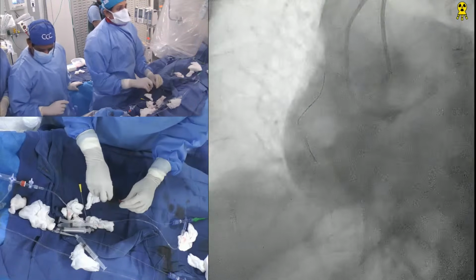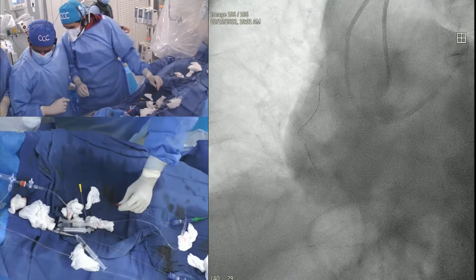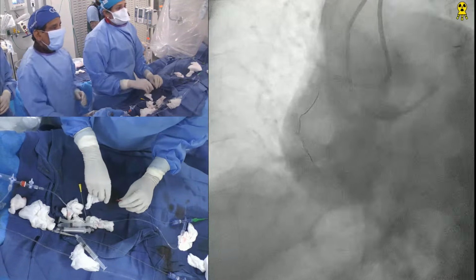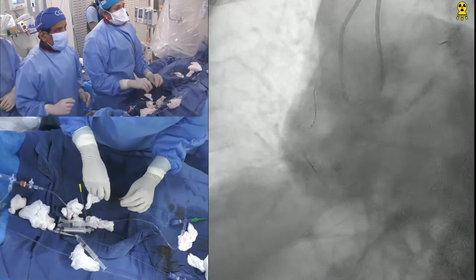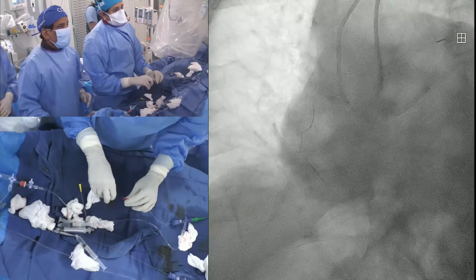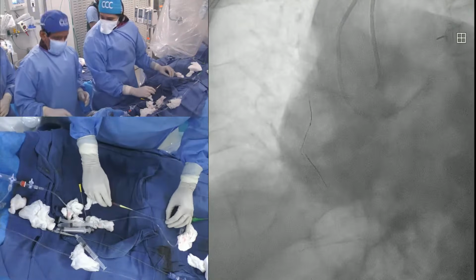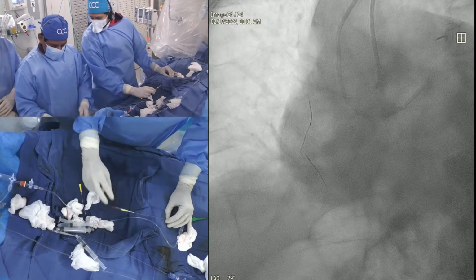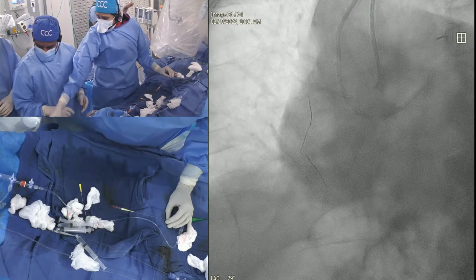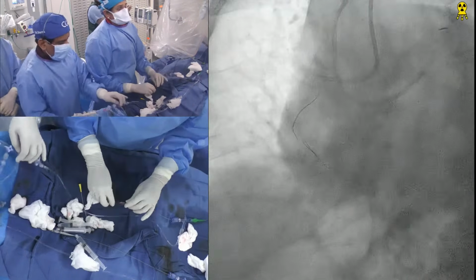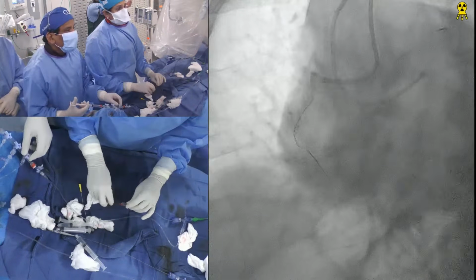Fluoroscopy has changed, huh? Good? No. Bad. Yeah, right now. Good? No, it was not 3. Okay, here? That's fine. Let's finish it. Okay. Antegrade little injection.